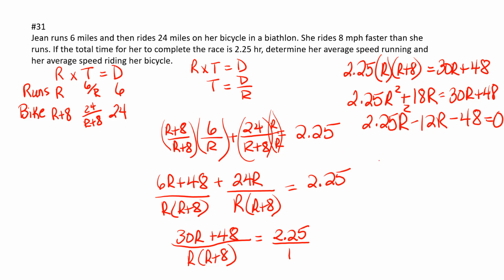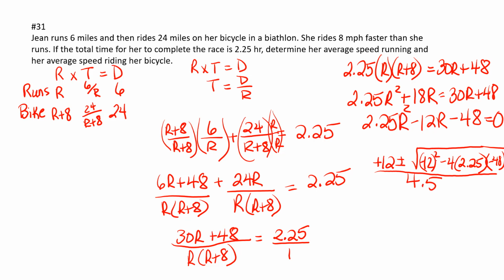So that is going to be negative b, which would be positive 12, plus or minus the square root of b squared minus 4ac, all over 2a. Okay, so when I punch what's under the radical into my calculator, I'll get negative 12 squared, which is 144, minus 4 times 2.25 times negative 48. And I'll take the square root of that, and that's going to be 24. So I can rewrite it as 12 plus or minus 24 over 4.5.